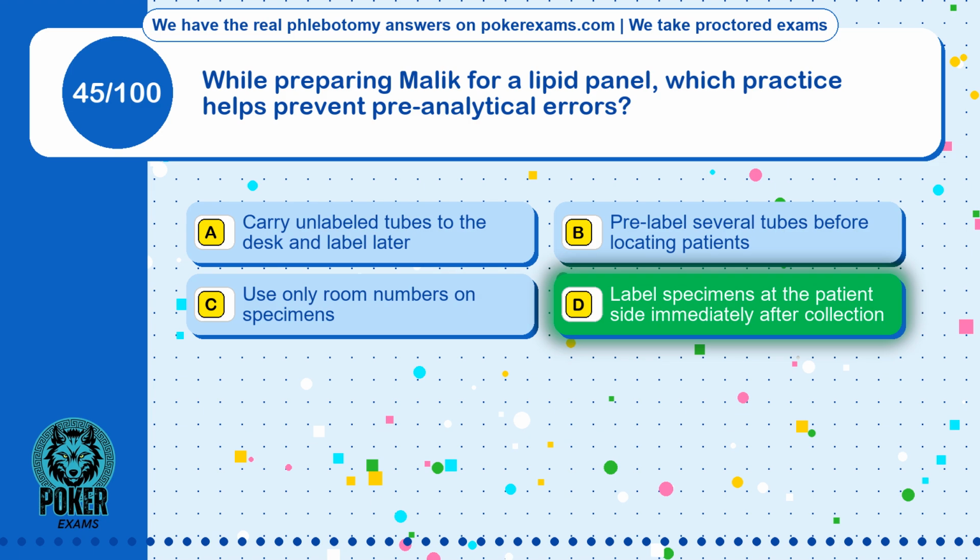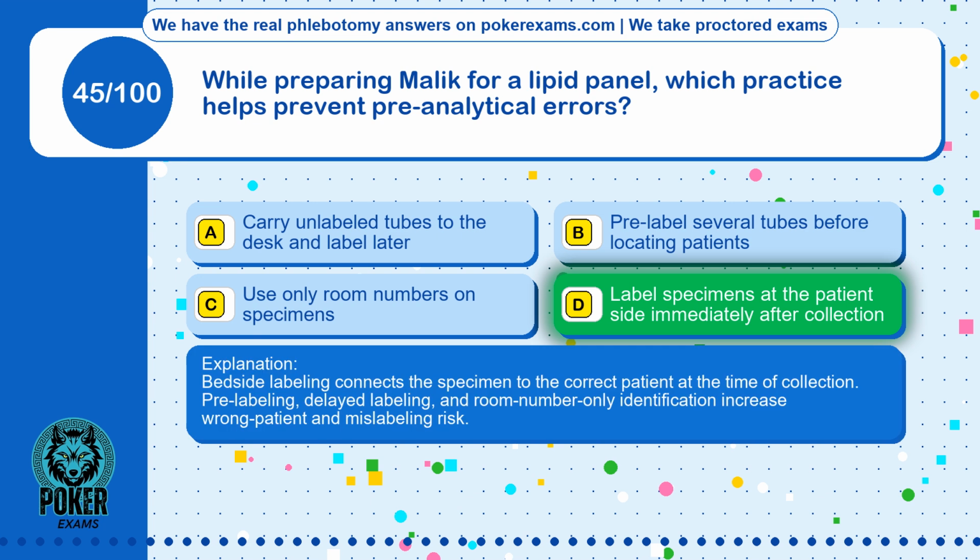The correct answer is option D. Label specimens at the patient side immediately after collection. Bedside labeling connects the specimen to the correct patient at the time of collection. Pre-labeling, delayed labeling, and room number only identification increase wrong patient and mislabeling risk.